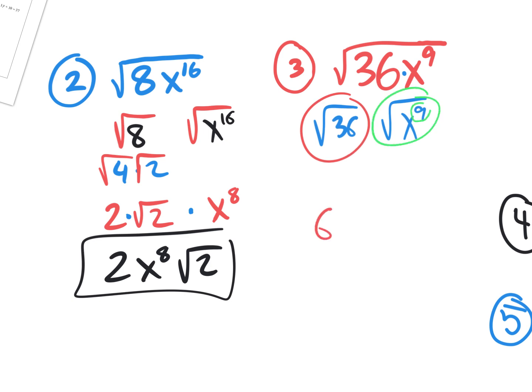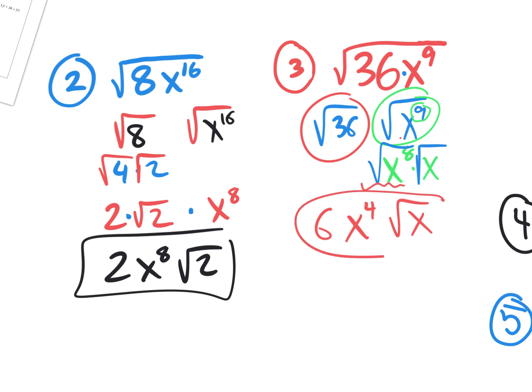I wish this were an even power, but it's not. So what am I going to do? You're going to make it to an 8. You're going to make it x to the 8th times 1 more x, because that's really x to the 9th. And once you do x to the 8th times 1 more x, then you could split it and actually do the square root of x to the 8th, which is what? X to the 4th. And what about the square root of x? You just bring that down, so you have the square root of x. And that's your answer, 6x to the 4th square root of x.